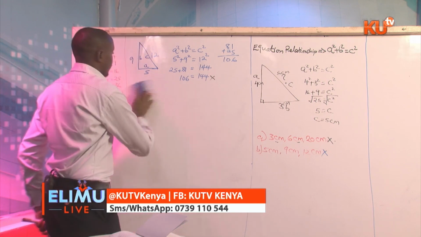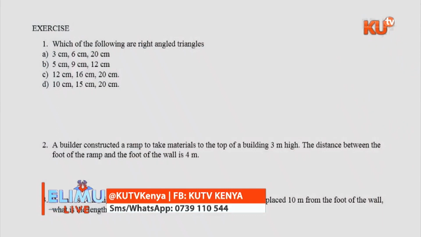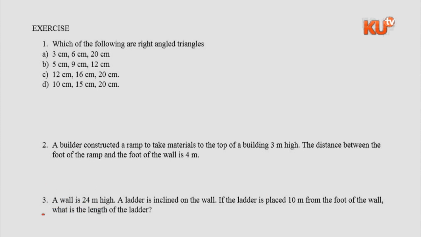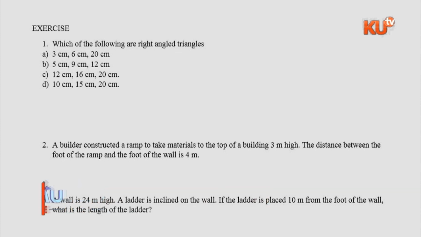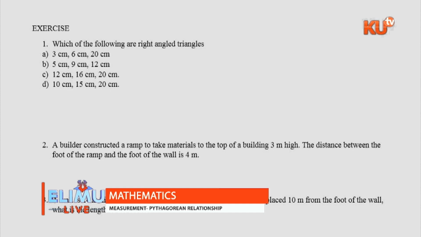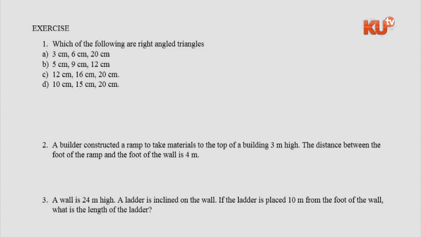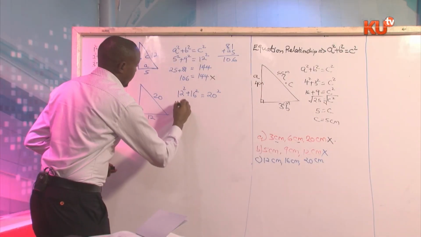Let's move to another example on the screen and check. We have C, 12 by 16 by 20. So C is 12 centimeters by 16 centimeters by 20 centimeters. So we have a right-angled triangle that measures 12 by 16 by 20, which means our A is 12, so 12 squared plus 16 squared is equal to 20 squared. Let's check again. We said 12 squared is 144.